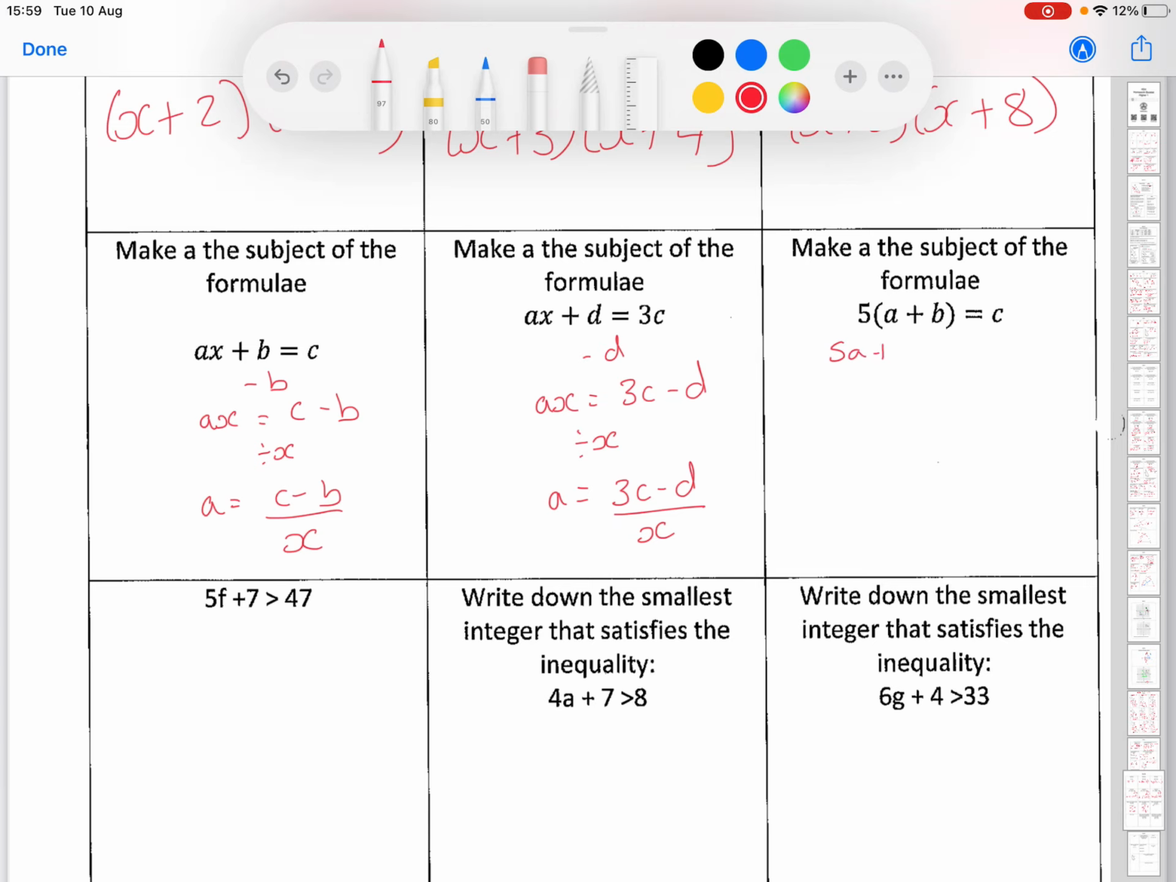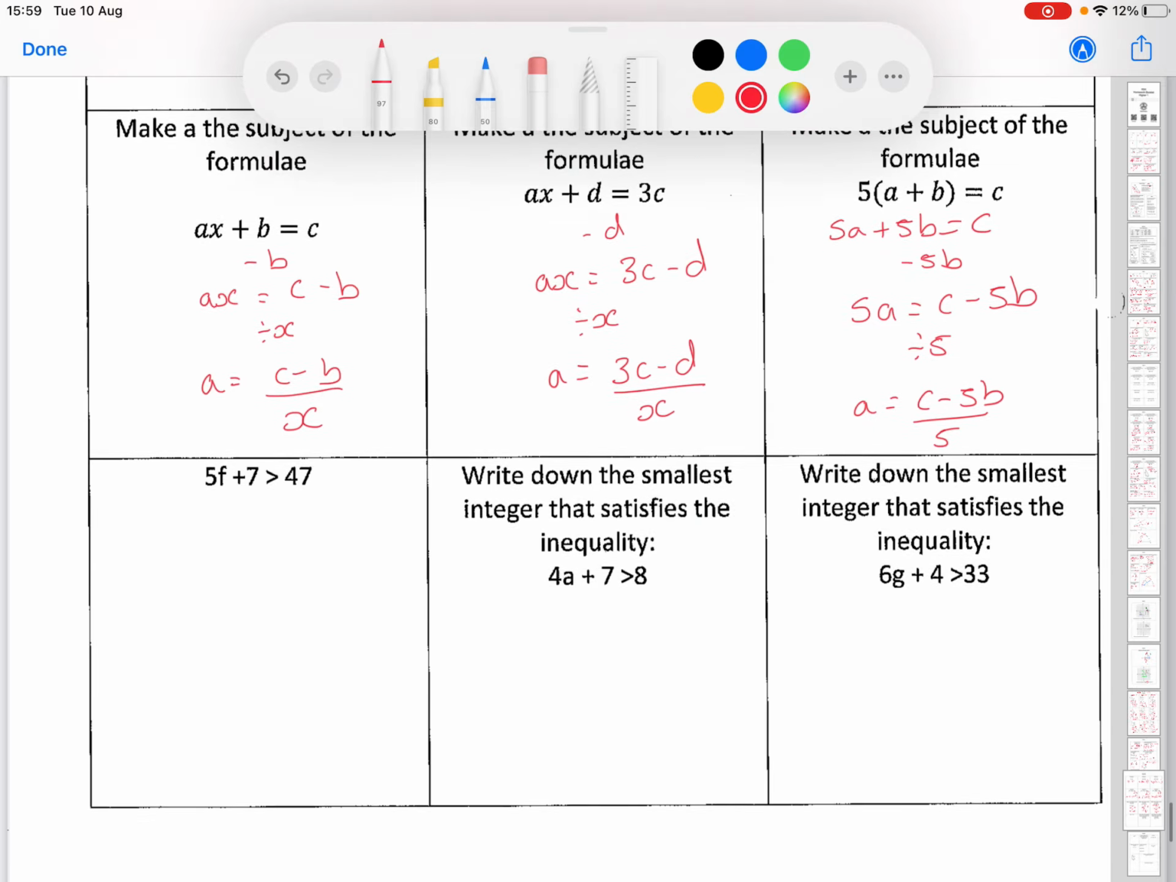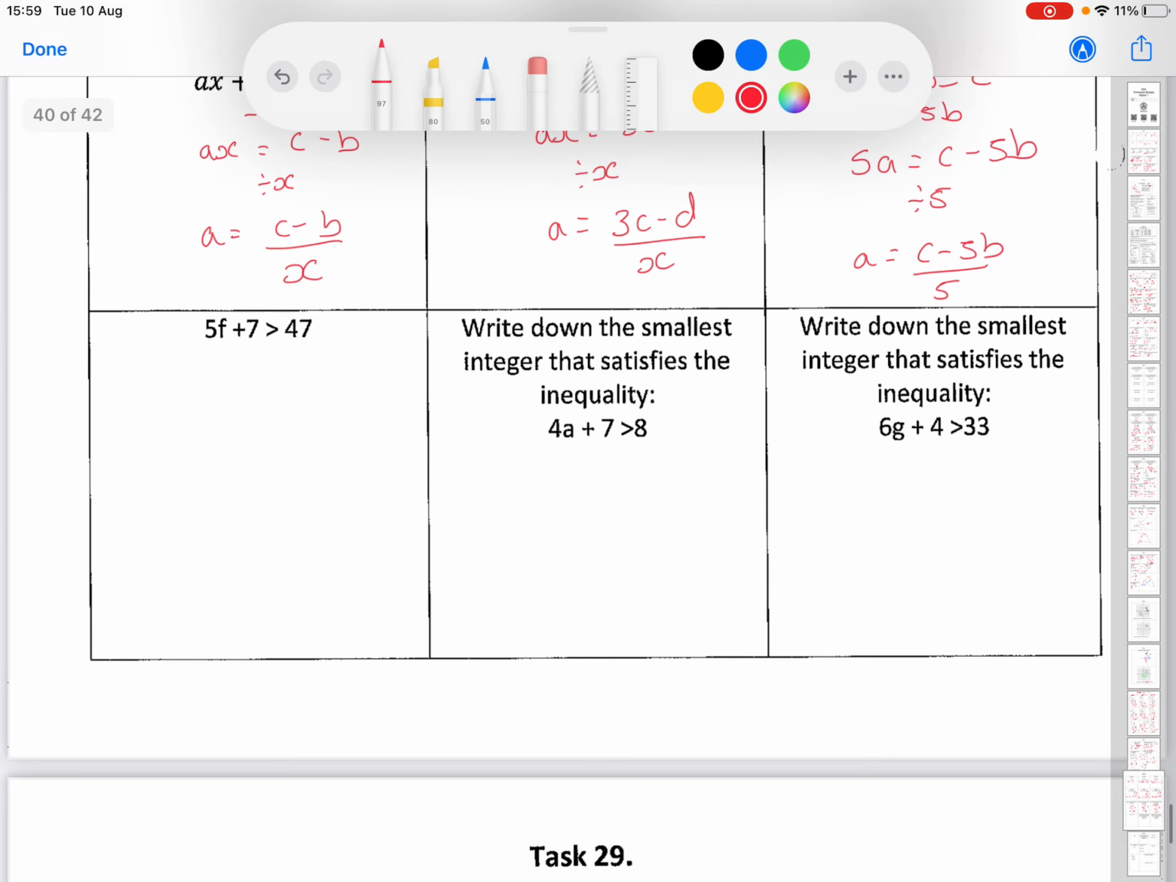Last one, I'm going to do this one a little bit different to my last one. So if you wanted to expand your bracket first, you've got 5a plus 5b equals c. You could then get rid of your 5b. So you've got 5a equals c minus 5b. Then you can get rid of your 5. You'll have a equals c minus 5b over 5. Either one is the same. They're both technically equivalent to each other when I did those both examples.